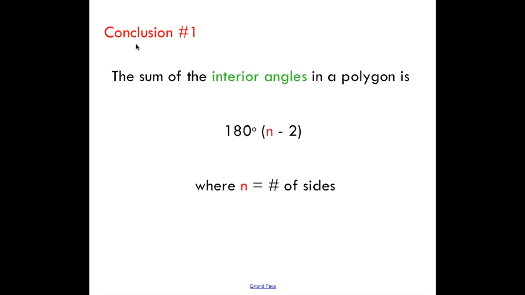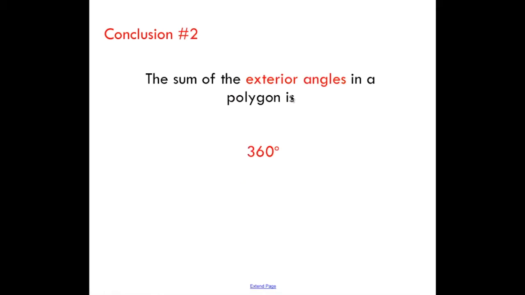So just to summarize here, based on that demonstration, we can tell that the sum of the interior angles is 180 times n minus 2, where n is the number of sides. The second conclusion, the sum of the exterior angles in any polygon is 360 degrees.